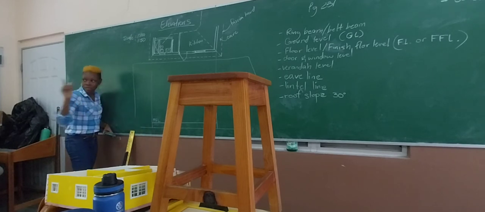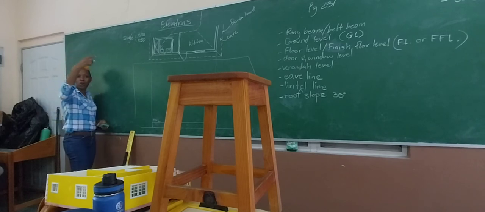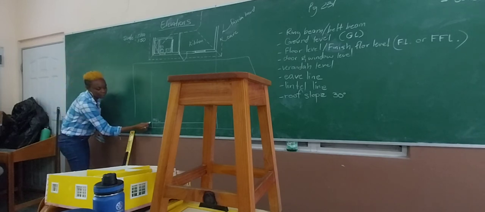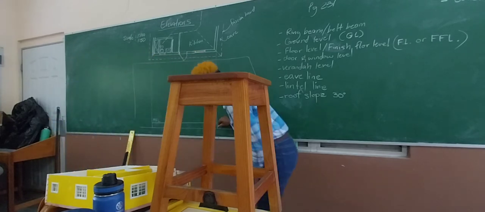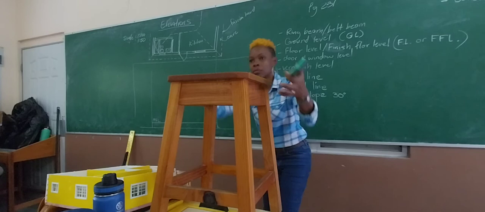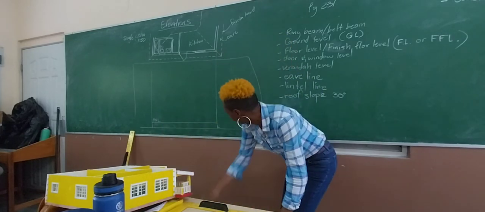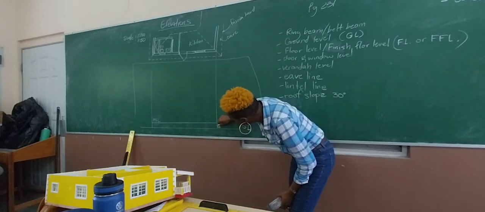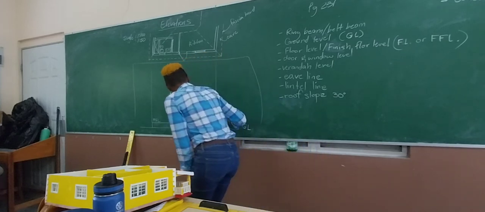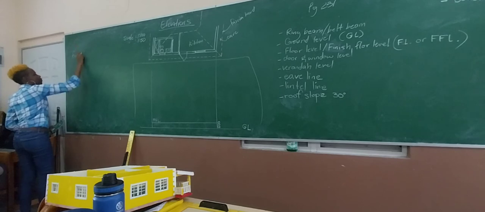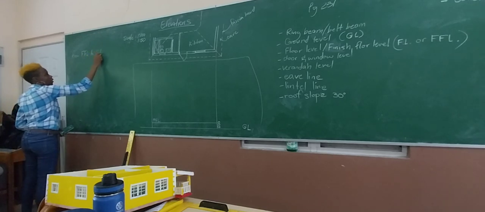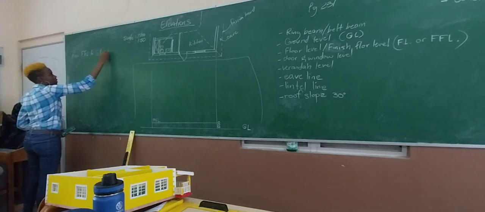That height in millimeters, when you do it on your AutoCAD, will be 600, so you can write those as you go along. 600. So that height here, 600. So let me write: from floor level, when we say FFL, finished floor level, to ground level is 600.